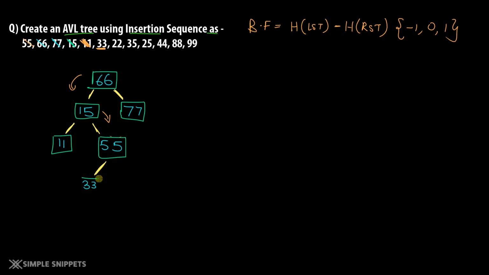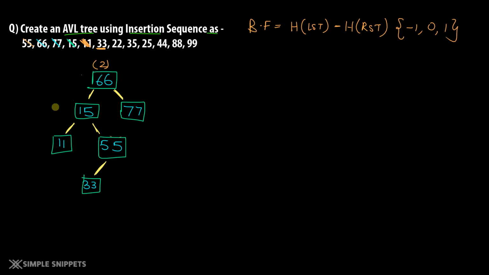Correct? Okay. So again there is an imbalance now, because if you calculate the balance factor for 66, this is going to be the left subtree, and the height over here is the longest path from 15 to 33, which is 2 edges, right? 1 and 2. So 2 minus the height of the right subtree, which is 77. There is only one node, so the height is going to be 0. So 2 minus 0 is going to be 2. So this is where the imbalance has happened.